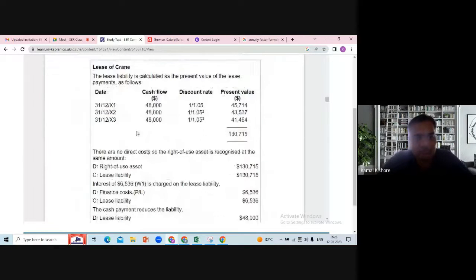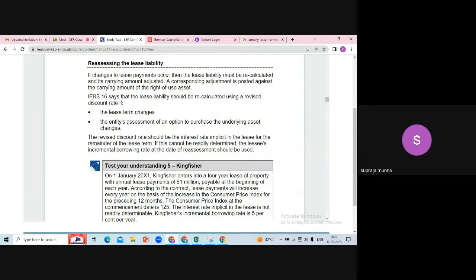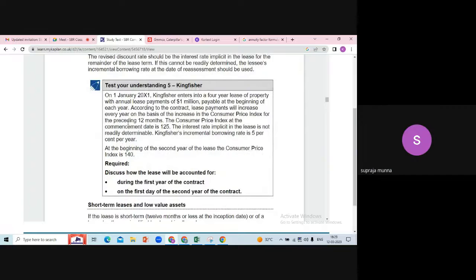Okay, separating components we've covered. Then reassessing the lease liability: if there are any changes, how do you go about accounting for it? Like lease term changes or the payment terms change. Instead of 48,000, you're supposed to pay 50,000. Then what happens? How do you account? Very simple. Basically, you have to restate the liability, and again the corresponding impact.